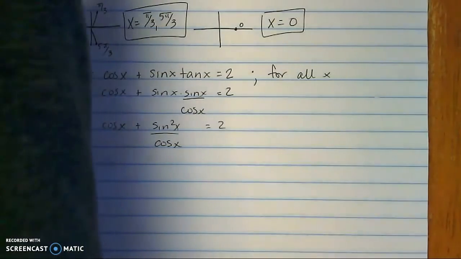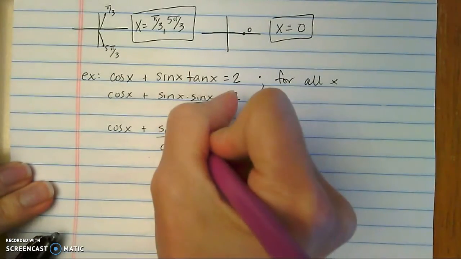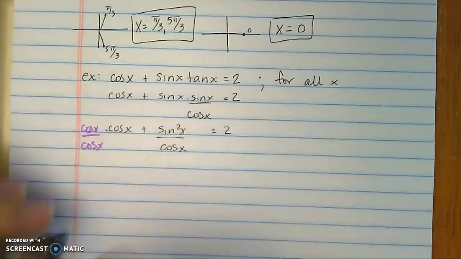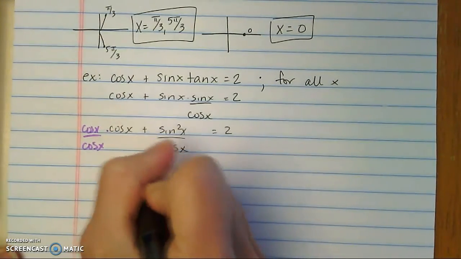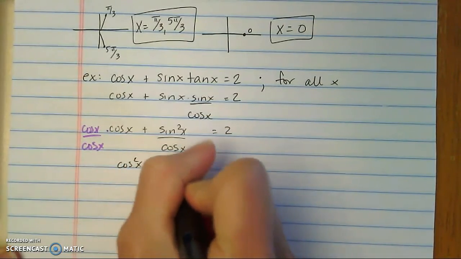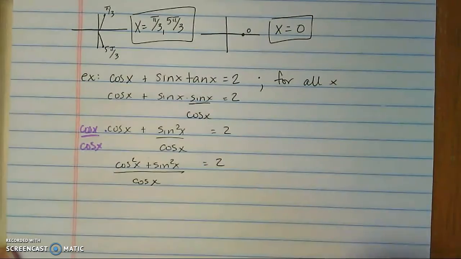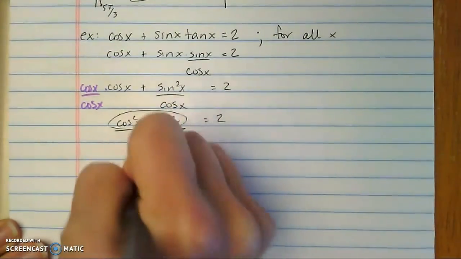Would like to get a common denominator here. So cosine over cosine. So cosine squared plus sine squared over cosine equals 2. This is equal to 1. That's a Pythagorean identity.